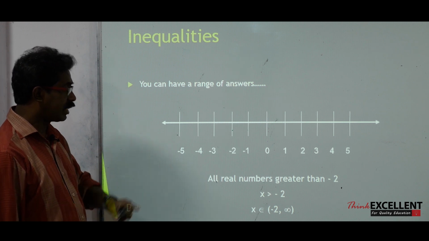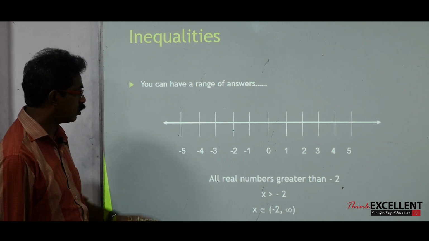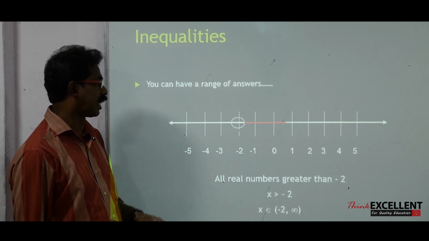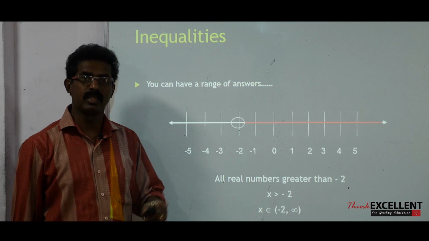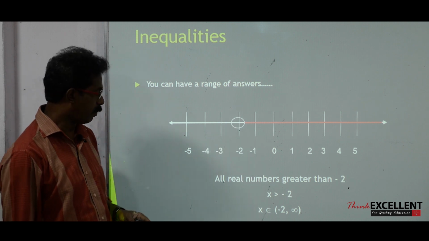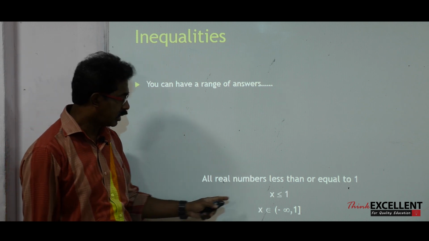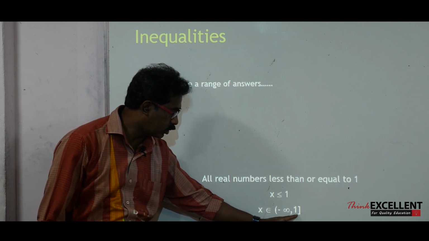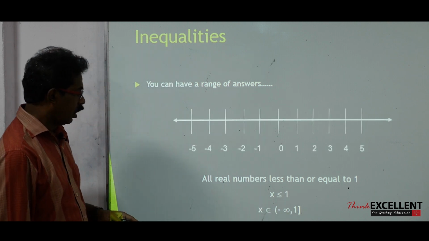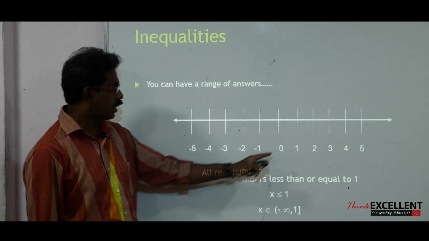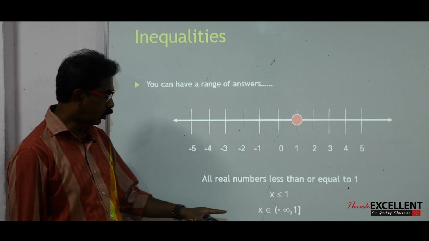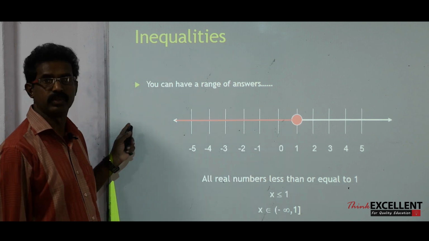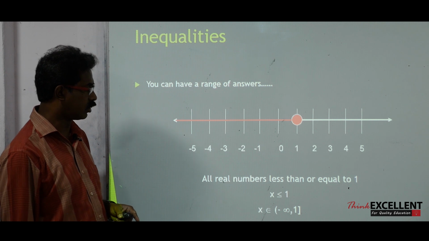Now see, x is greater than minus 2. Minus 2 is here. Greater than minus 2 means its right side, and here also minus 2 is not included because x is greater than minus 2. Now see the next one, x less than or equal to 1, so closed interval. 1 is here, 1 is included, less than, so its left side values. Okay, so this is x less than or equal to 1.